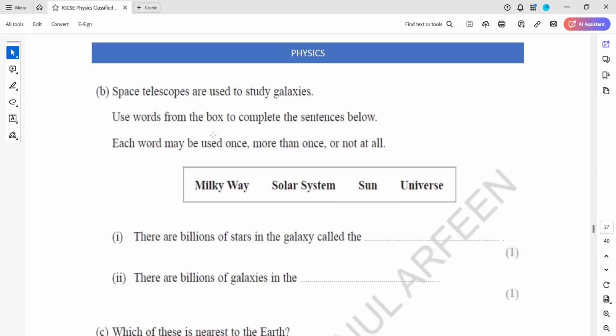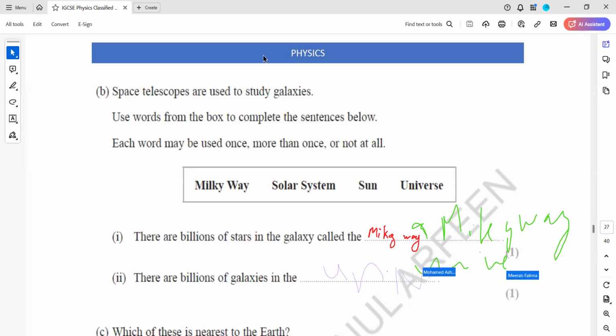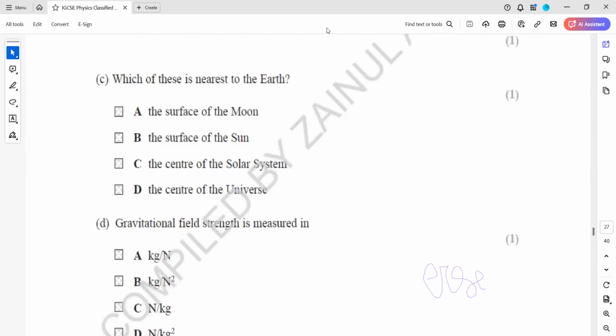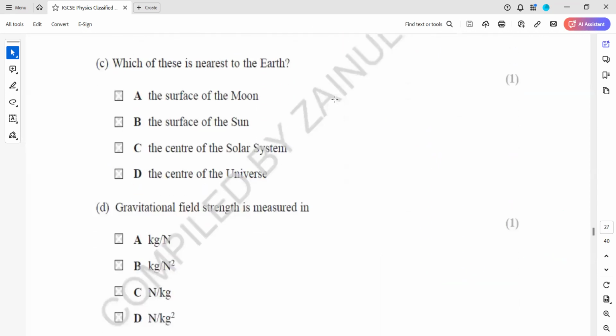The space telescopes are used to study the galaxy. Use a word from the box to complete: there are billions of stars in the galaxy, which we call a galaxy. And there are billions of galaxies in the universe. You can use your mic. You can also use chat or screen annotation. Which of these is nearest to the Earth?